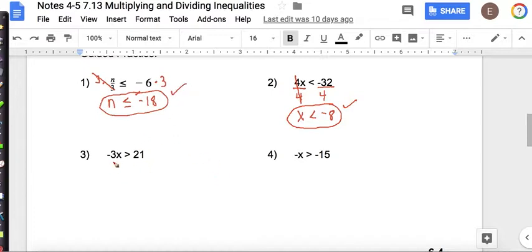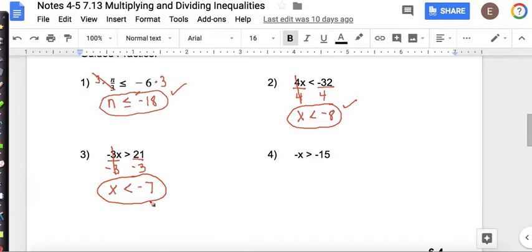Number 3. Notice there's a negative in front of the variable, so I have to divide both sides by negative 3. Negative 3 divided by negative 3 is a 1 in disguise, so cross them out. Bring down your x, and ding, ding, ding, we have to flip the symbol. Why? Because we're dividing both sides by a negative. So flip the symbol, and 21 divided by negative 3 is negative 7.